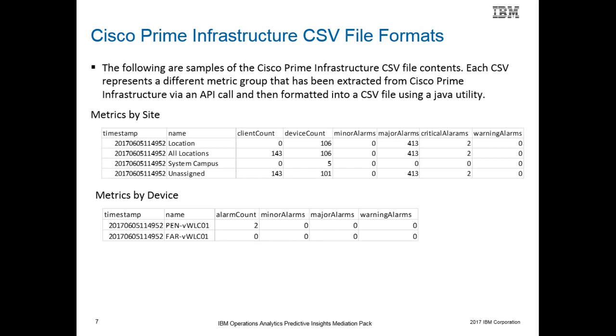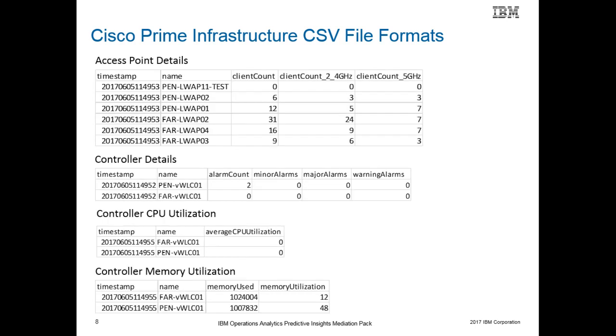This slide shows the list of performance metrics that are retrieved by the API call to the Cisco Prime Infrastructure and formatted into CSV files. The first CSV file is metrics by site, which consists of client and device counts and alarms. The second CSV file shows alarms associated with devices. The remaining CSV files show the access point details, the controller details, and the CPU and memory utilization of the controllers.